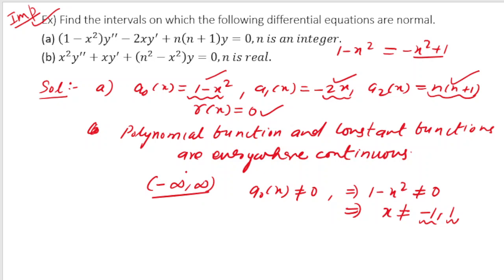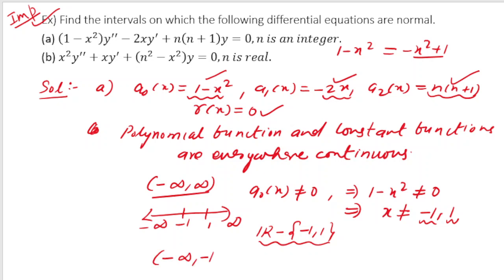So what is the interval? The interval is that it is continuous everywhere on the set of real numbers from minus infinity to infinity, but these 2 points, minus 1 and 1, should not be included because they do not satisfy the requirement that a0x should not be equal to 0. So if I exclude these 2 points, the interval can be written as R minus the set of minus 1 and 1, but usually in our course we don't write it like this. We can write the interval like minus infinity to minus 1, open at 1, and union minus 1 to 1, and union 1 to infinity.